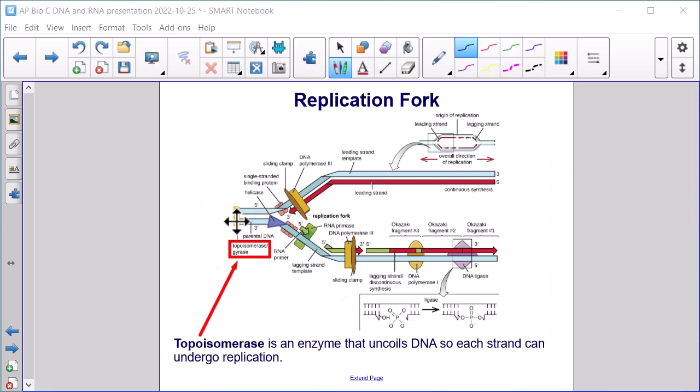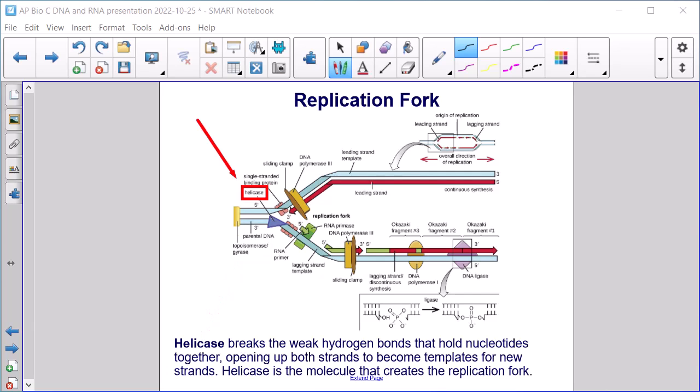Topoisomerase, which you see indicated by this yellow bar here, is an enzyme whose purpose is to uncoil the DNA at that point so that each strand can undergo replication. Once unwound, helicase breaks the weak hydrogen bonds that hold nucleotides together, opening up both strands to become templates for new strands. Helicase is the molecule that creates the replication fork. So you see that helicase right here.